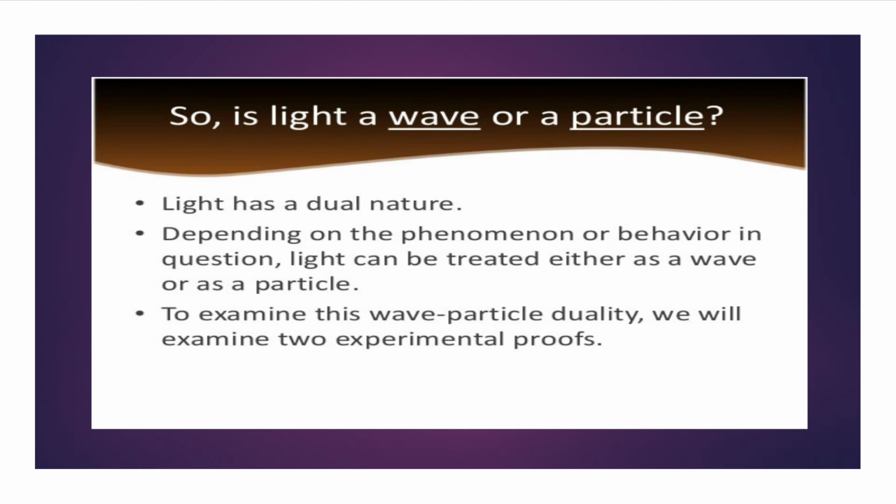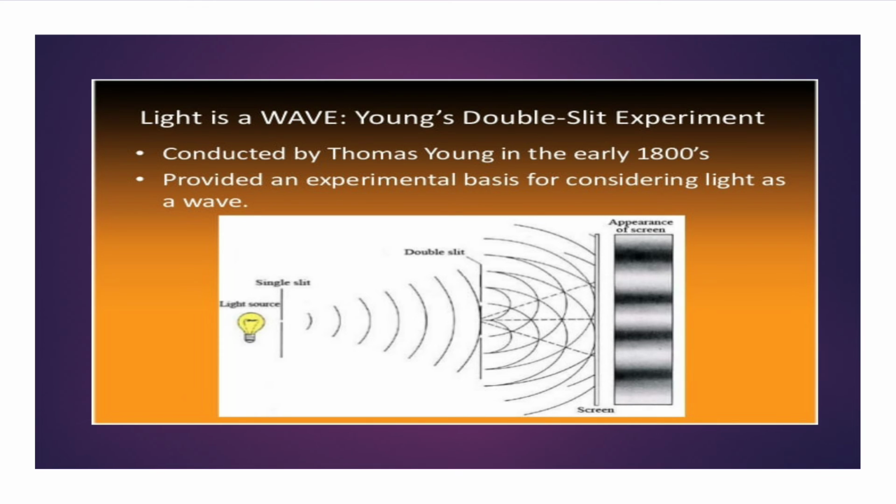Is light a wave or a particle? Light has a dual nature. Depending on the phenomenon or behavior in question, light can be treated either as a wave or as a particle. To examine this wave-particle duality, we will examine two experimental proofs. Light as a wave is given by Young's double slit experiment.